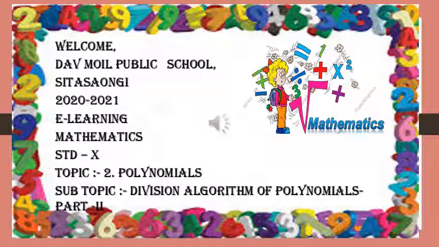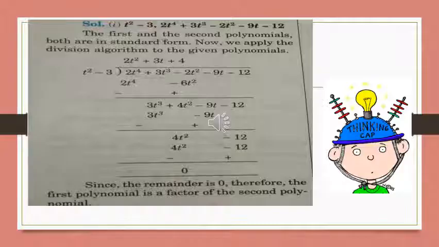Dear students, today in the lesson Polynomials we will see the second part, that is the division algorithm of polynomials. See here, we are dividing the polynomial 2t raised to 4 plus 3t cube minus 2t square minus 9t minus 12 by t square minus 3. Here the polynomial is already in the standard form, meaning in decreasing order of degree, so there is no need to rearrange it.